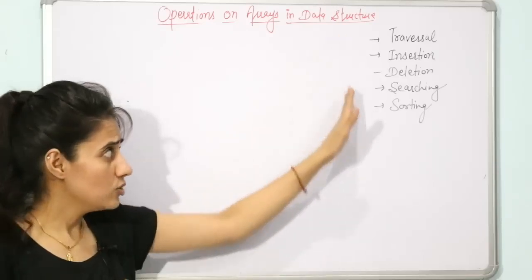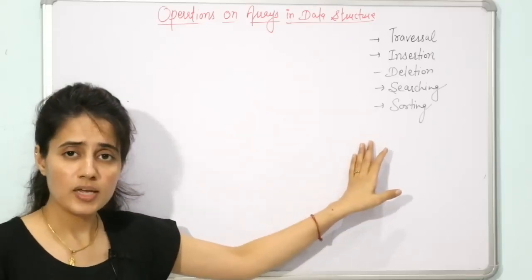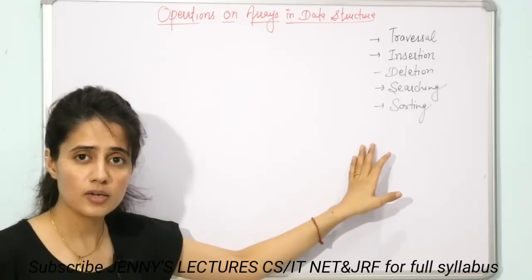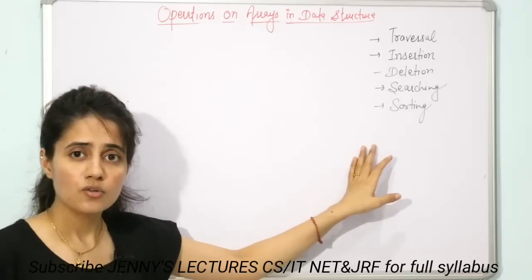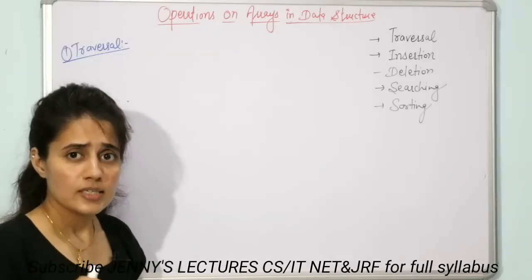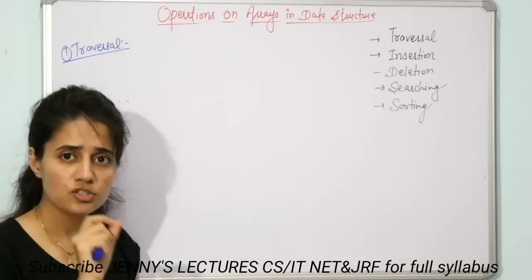Besides these operations, many other operations can be there, like finding the minimum and maximum element from the array, finding duplicate elements from the array, reverse of an array, finding the second largest element from the array. So now first of all we will discuss traversing of array, or you can say traversal of array.